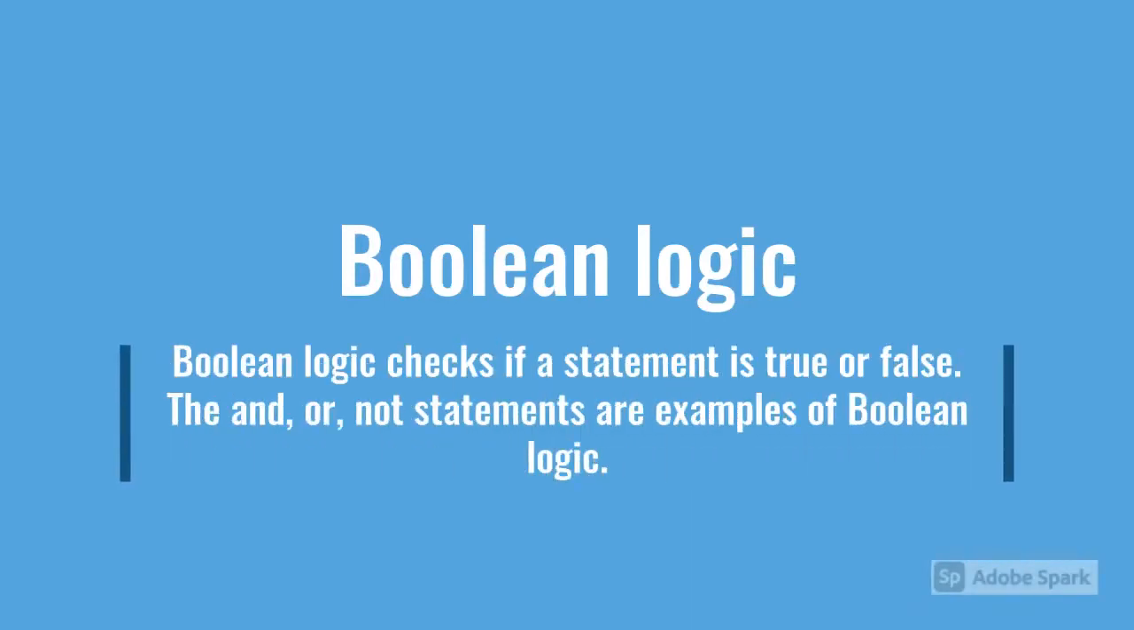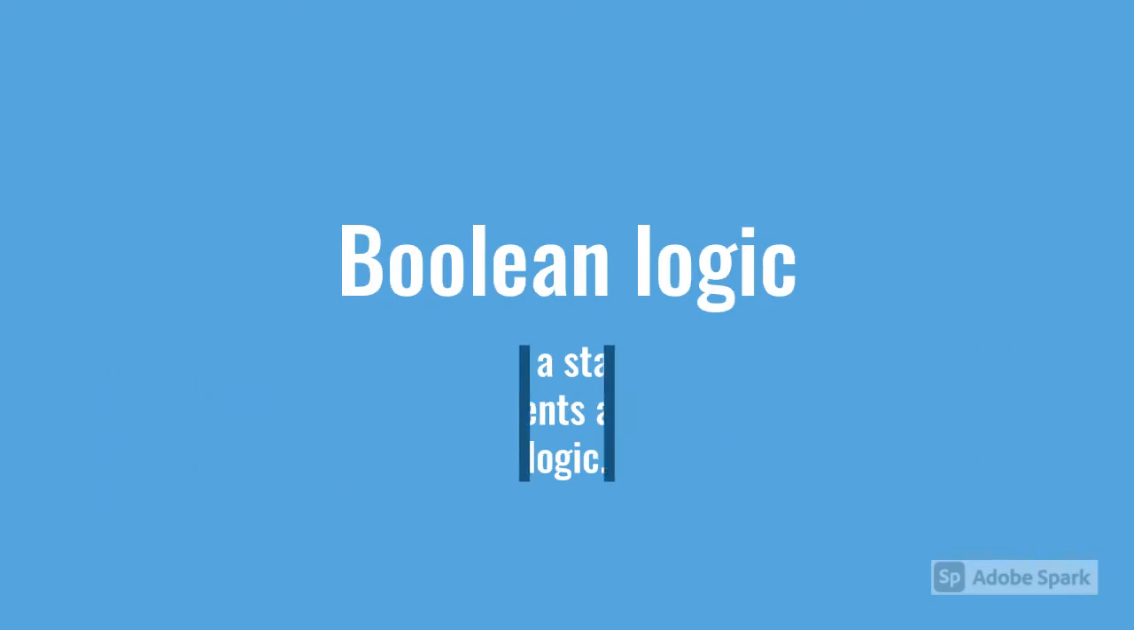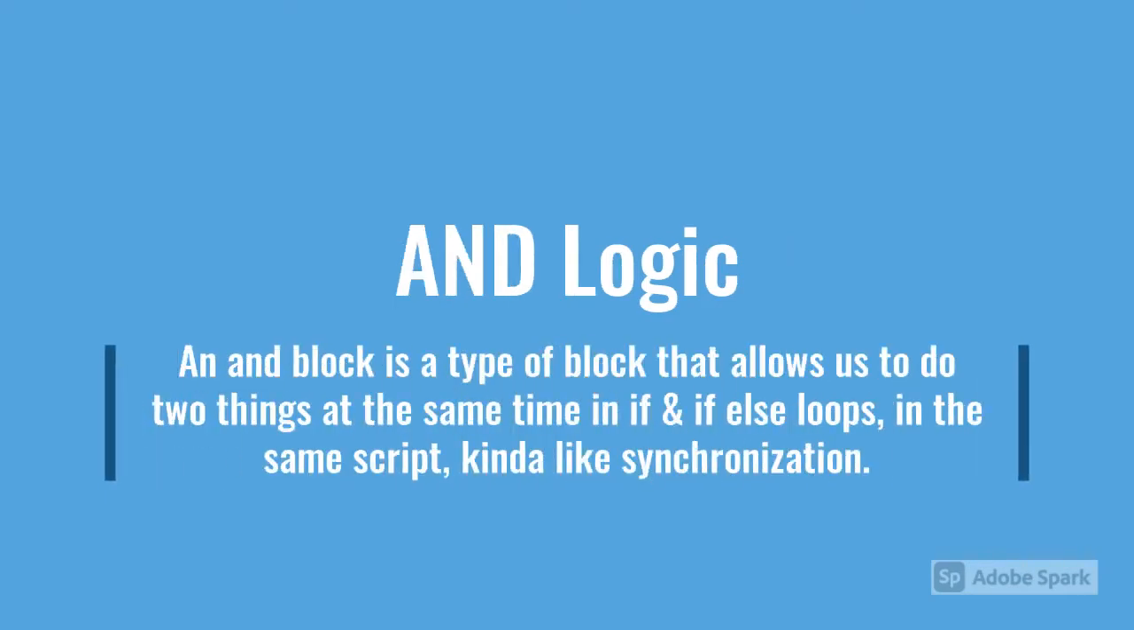In this video, we're going to learn about Boolean logic. What is Boolean logic? Boolean logic checks if a statement is true or false. The AND, OR, and NOT statements are examples of Boolean logic. I'll show you AND, OR, and NOT and give you more information on the next 3 slides. So I told you we're gonna learn more about AND, OR, and NOT in the Boolean logic slide.